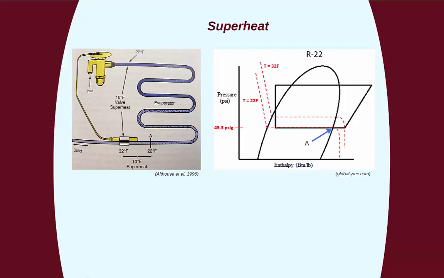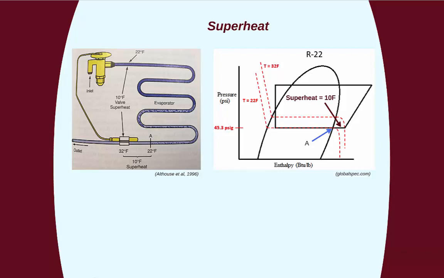At this point, additional heat absorbed will increase the temperature. The vapor temperature increase above saturation temperature is called superheat. If R22 is 32 degrees Fahrenheit at 45.3 psi gauge, it has a superheat of 10 degrees. Superheat is necessary because it ensures no liquid refrigerant enters the compressor. On the other hand, if the superheat is too high, the AC unit will run inefficiently.